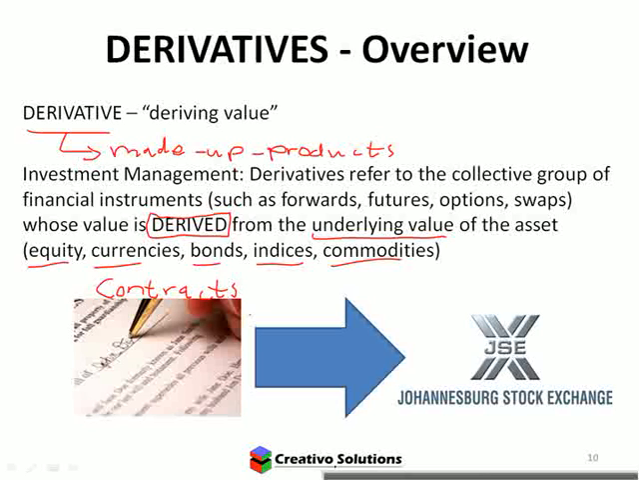Okay, a derivative is a contract. It's a promise to pay, a promise to deliver, a promise to do something. It's a promise to get an interest rate, a promise to get a price for a certain commodity. That's all it is, it's just a contract. So with contracts, what are the pros and cons?